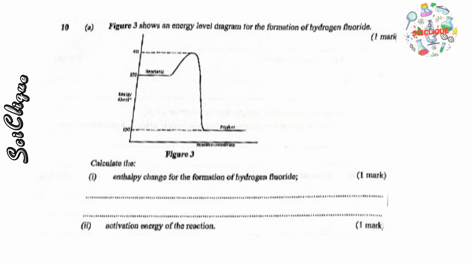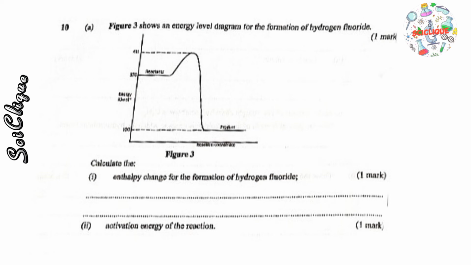Part A, figure 3 shows an energy level diagram for the formation of hydrogen fluoride. Now this is a question based on a topic called energy changes in physical and chemical processes, which is a Form 4 topic. I know for most of you, you've not yet been taught this question, so I'll try my best to include relevant information that will make it easier for you to understand. So number 1, what is an energy level diagram? An energy level diagram is simply a way to illustrate the energies of products and reactants.